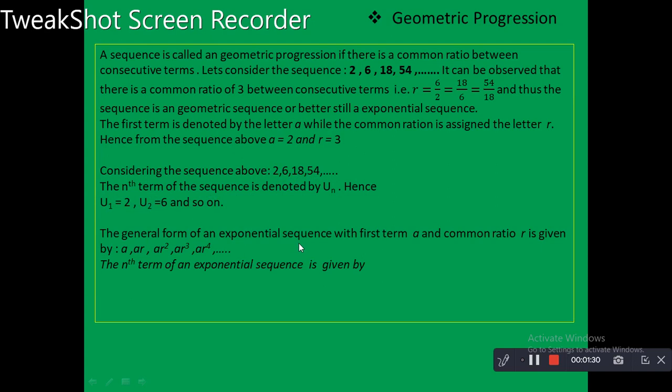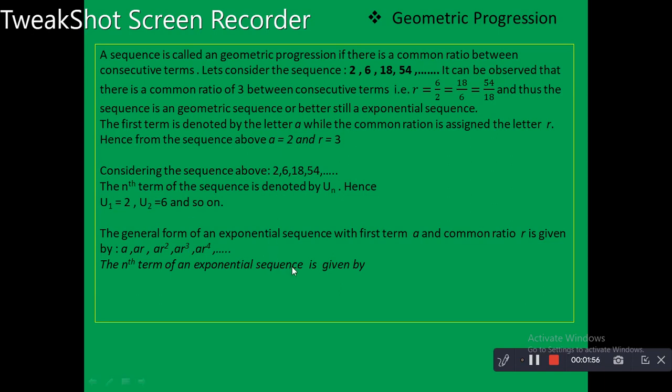Now, the general form of an exponential sequence with first term a and common ratio r is given by this: a being the first term, ar being the second term, ar squared being the third term, ar cubed and ar raised to the power 4 being the fourth and fifth terms respectively.